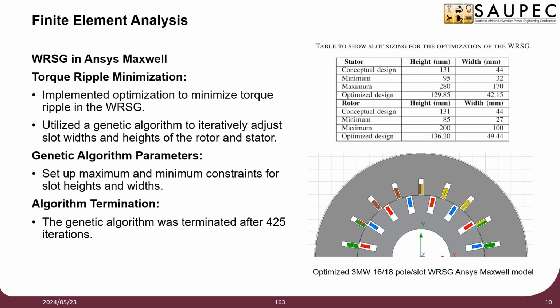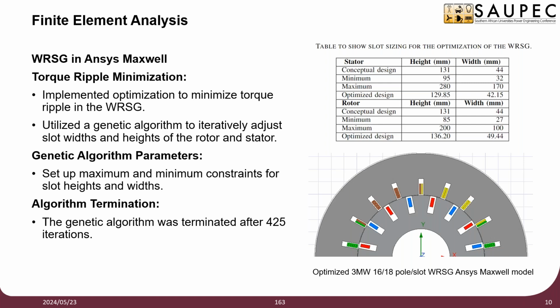The WRSG was optimized in ANSYS Maxwell by using a genetic algorithm, which was terminated after 425 iterations. The maximum heights were 280 millimeters for the stator and 200 millimeters for the rotor. The maximum widths were 170 for the stator and 100 millimeters for the rotor. The minimum heights were 95 millimeters for the stator and 85 millimeters for the rotor. And the minimum widths were 32 millimeters and 27 millimeters for the stator and rotor.